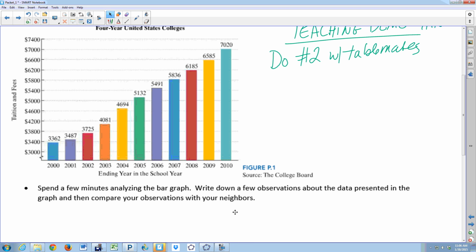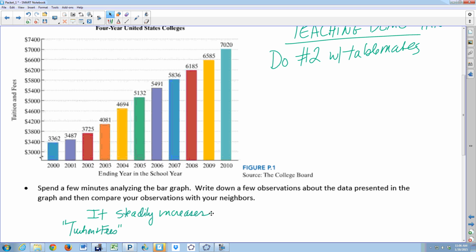Anyway, so observation, table 3, right here. What did you guys notice? It steadily increases. I like that idea that you used there, James. It steadily increases. What does he mean by it? Tuition and fees, right? So tuition and fees steadily increases. Okay. So in other words, it doesn't go up and come down and go back up and down, right?